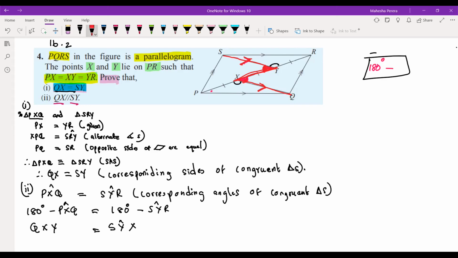Right? So we can write like this. Therefore, QX parallel to SY, because alternate angles are equal. If alternate angles are equal, then these two lines should be parallel. Okay, that's it.